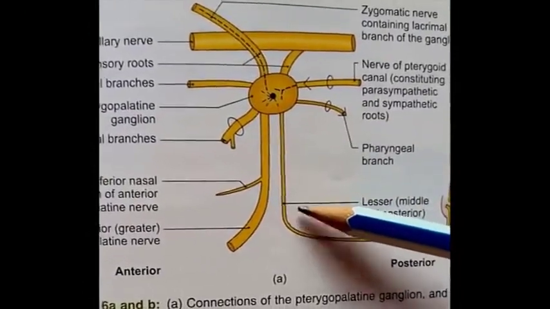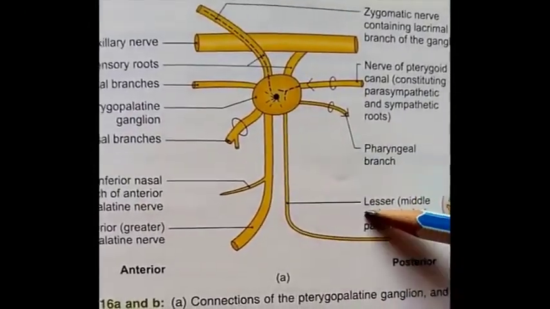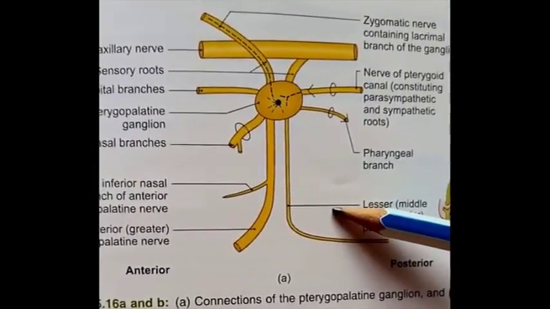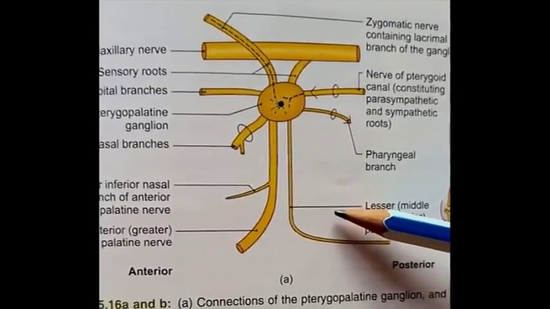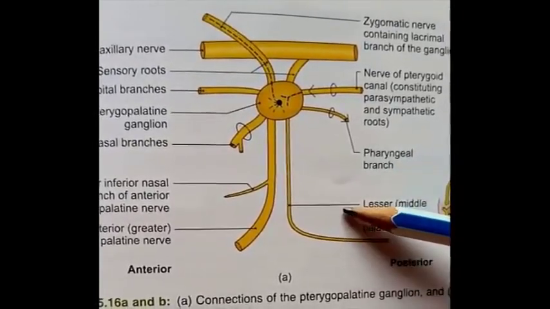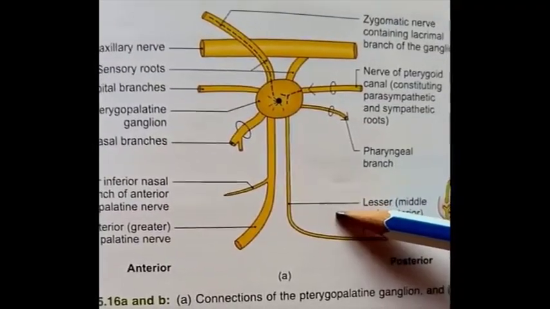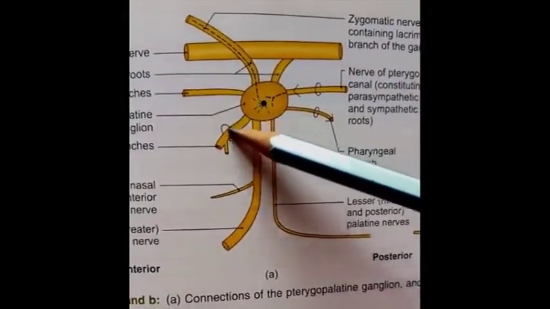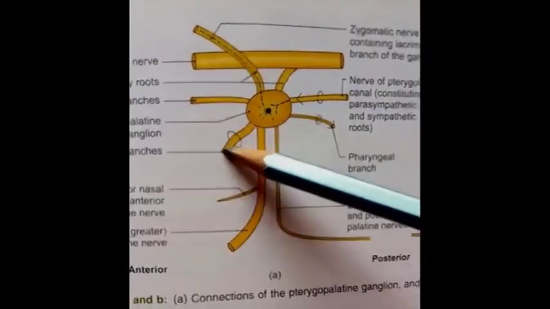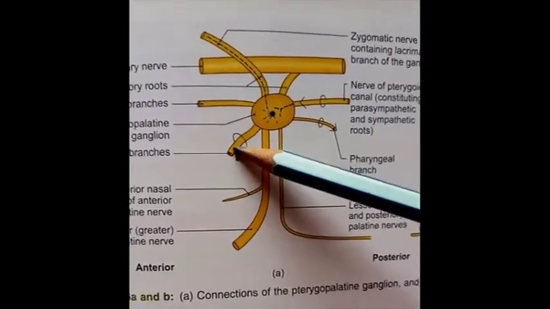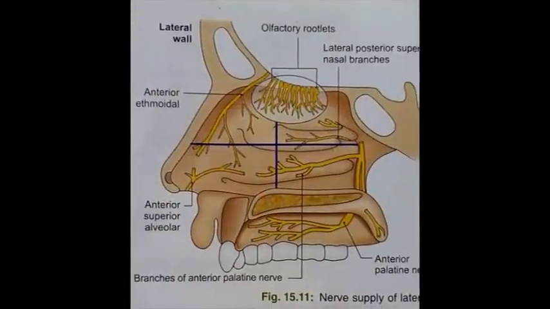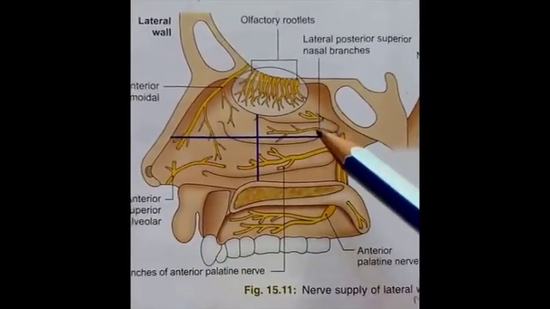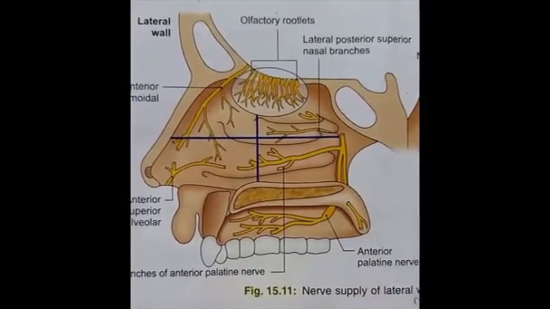Then the lesser palatine nerve, meaning the middle and posterior palatine nerve. These pass through the lesser palatine foramina and supply the soft palate and tonsil. Then the nasal branches. Nasal branches pass through the sphenopalatine foramen and reach the nose area. Nasal branches further subdivide and supply the lateral wall of the nose and root of the nose along with some part of the roof of the nasal cavity.